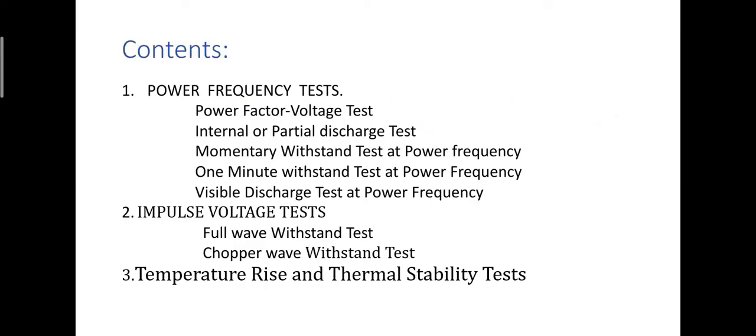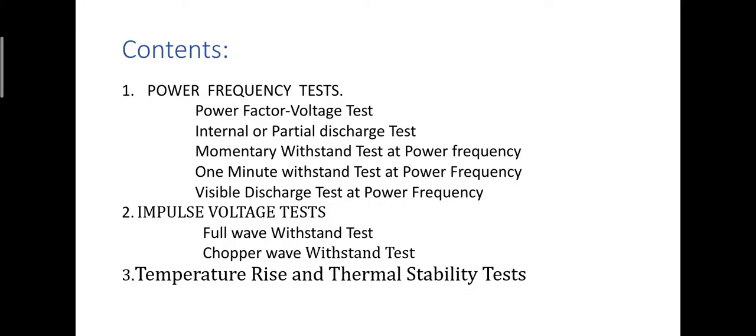The contents are power frequency test, impulse voltage test, temperature rise and thermal stability test. In power frequency test there are 5 main tests: power factor voltage test, internal or partial discharge test, momentary withstand test at power frequency, 1 minute withstand test at power frequency, and visible discharge test at power frequency. In impulse voltage test there are 2: full wave withstand test and chopped wave withstand test.